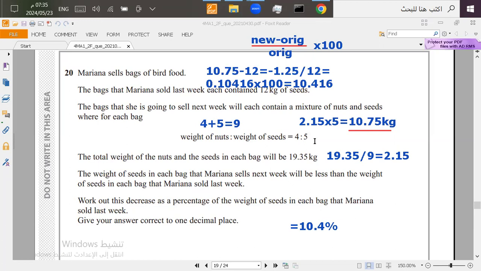So the first thing we did, we added the ratios, and then we divided the total weight by the ratios, which is 9. Then we multiplied that number by the ratio of the seeds, which is 5, and we got 10.75. This is the weight of the seeds for the next week, and this is the old one, which is 12. To find the percentage, we subtract them, divide by the original, which is 12, and then multiply by 100. We got 10.416, and then we rounded this to one decimal place to get 10.4%. Now let's move on to the next question.